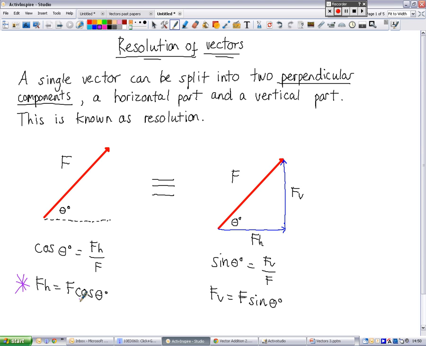Apply the same technique to the vertical force this time, and sine theta is opposite over hypotenuse, so it's going to be FV divided by F. Do the same by making FV the subject of your equation, and you get F sine theta. So if we want to figure out the vertical component of force, or of velocity, or of any vector, then it's going to be F sine theta or V sine theta.